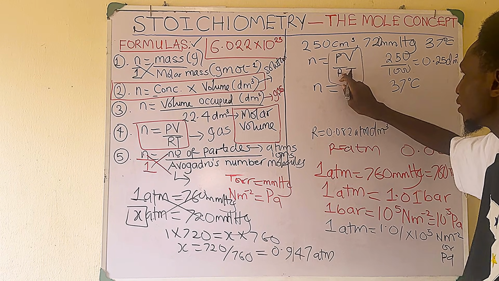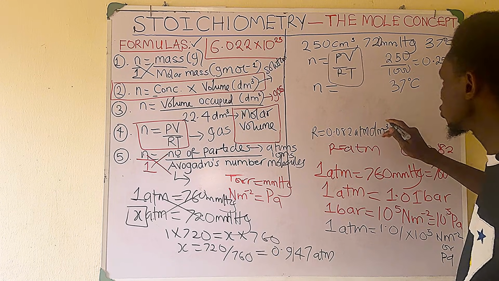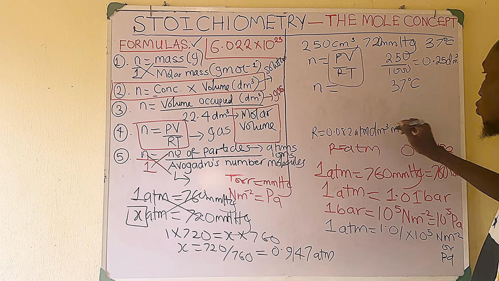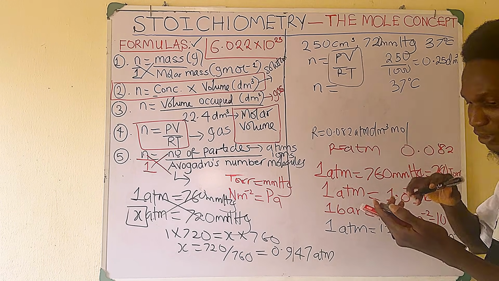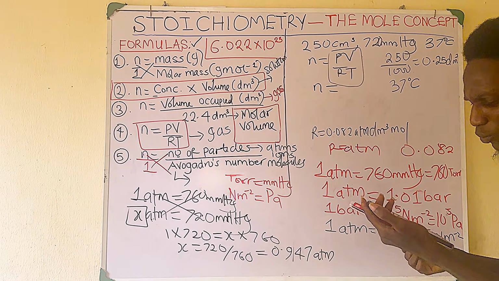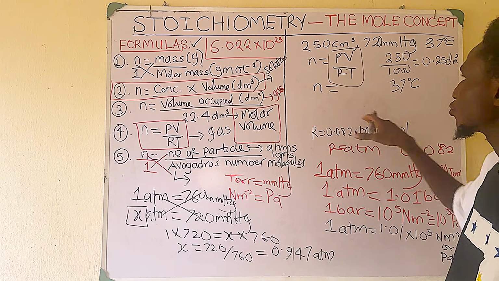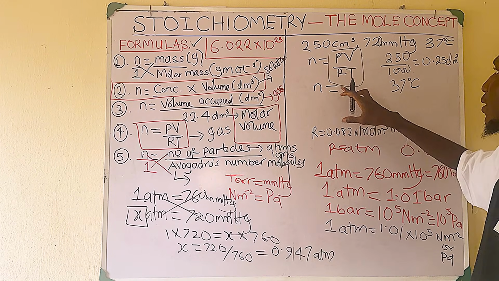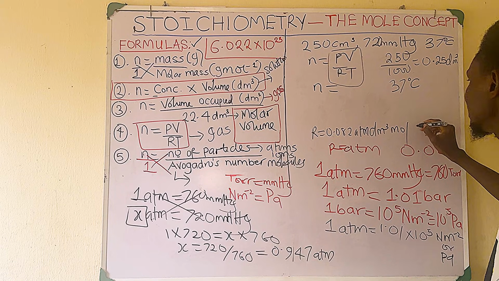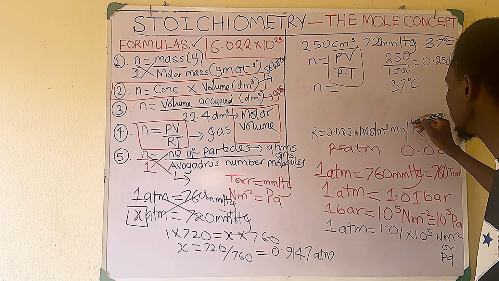Then what's the next one? Moles. Is it moles? Sorry. Yes, moles. They told us in the question that we're looking for moles. That's the unit for number of moles. Then the next one there is temperature, and it is in Kelvin. So according to our question, temperature is in Kelvin.